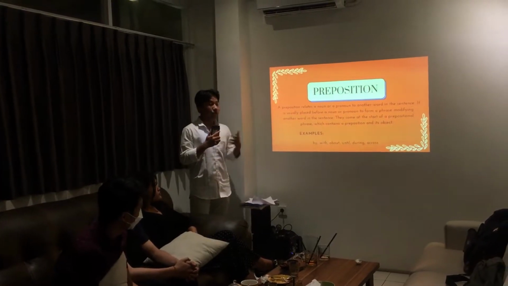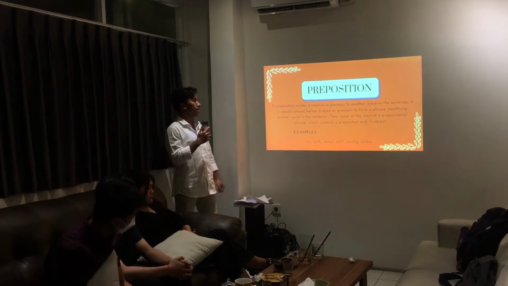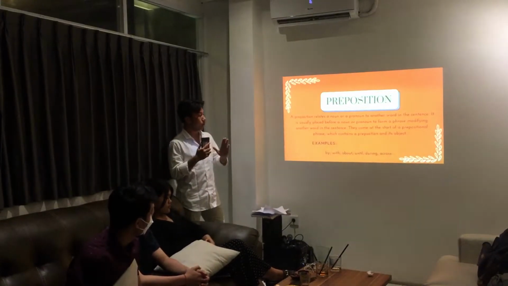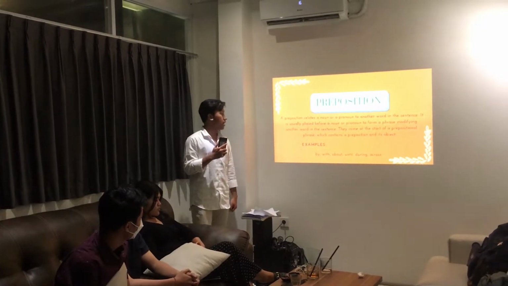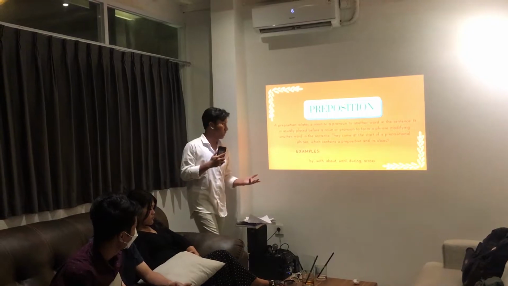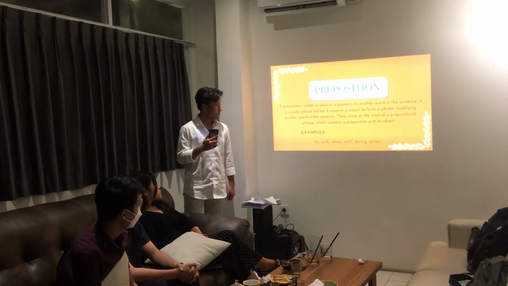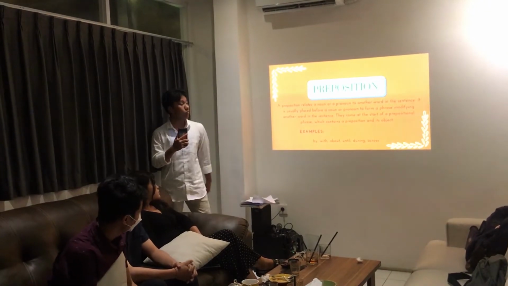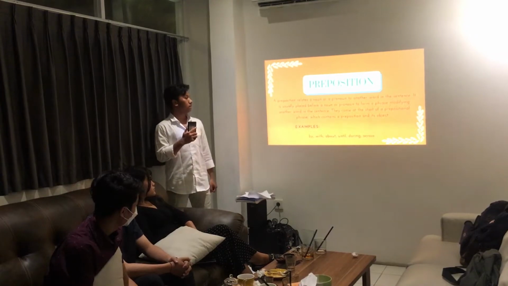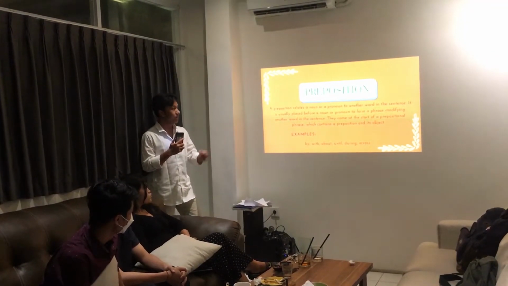Preposition. A preposition relates a noun or a pronoun to another word in the sentence. It is usually placed before a noun or pronoun to form a phrase modifying another word in the sentence. They come at the start of a prepositional phrase which contains a preposition and its object. Now, the examples of preposition would be by, with, about, until, during, and across. Next slide, please.